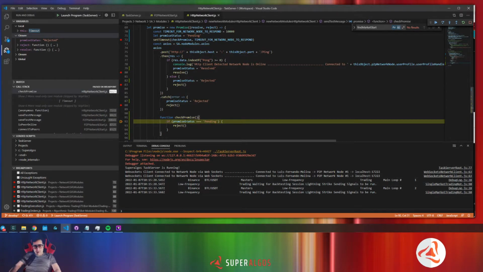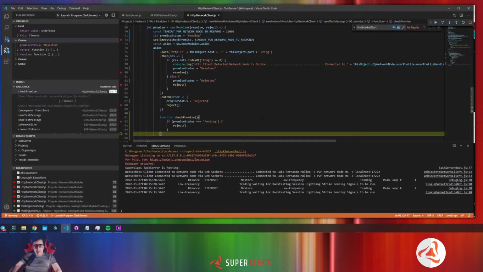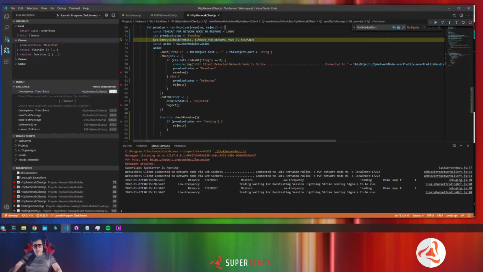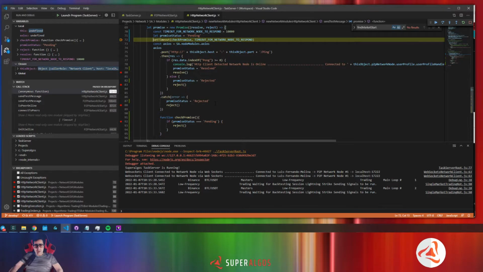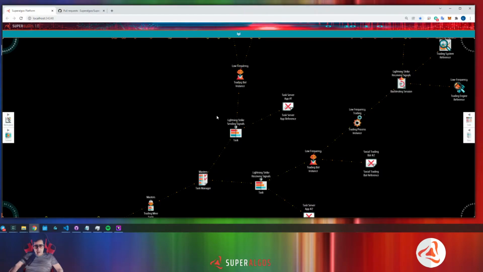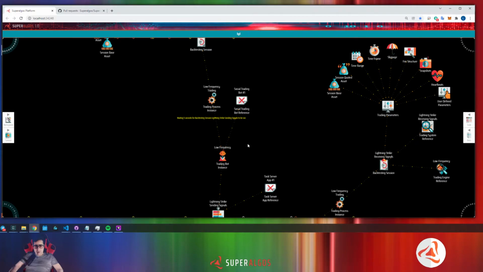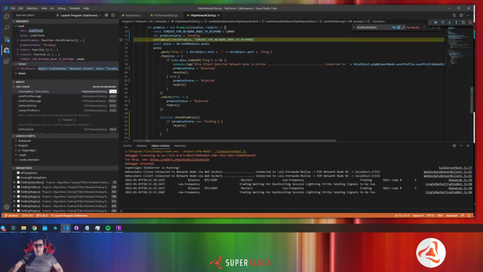This timeout is going to be rejected, so there's nothing to do there. The timeout mechanism is working perfectly well, and this will continue trying to connect to another node, but that's not our problem anymore. So this problem was fixed, and you can see it here because now this is working.